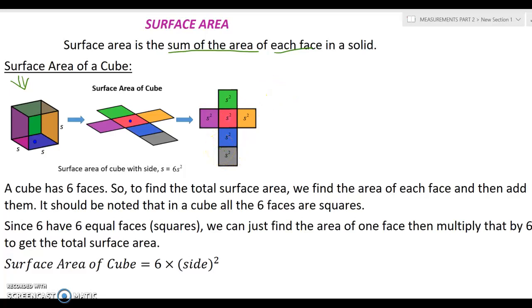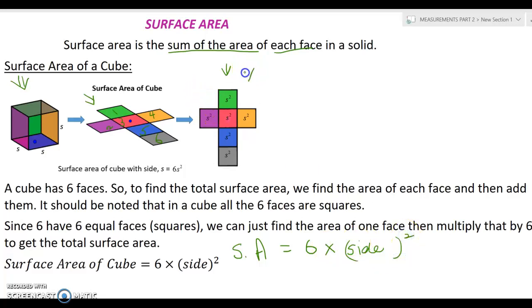It should be noted that in a cube, our 6 faces are squares. If you look at this diagram here, this is the net of the cube. This is also the net of the cube, right? So we have 1, 2, 3, 4, 5, 6 faces. We're going to find the area of each one and then just add them up together. Or you could use the formula. The total surface area of a cube would be, since it's 6 equal faces, 6 times the formula to find the area of a square, and that's side squared.